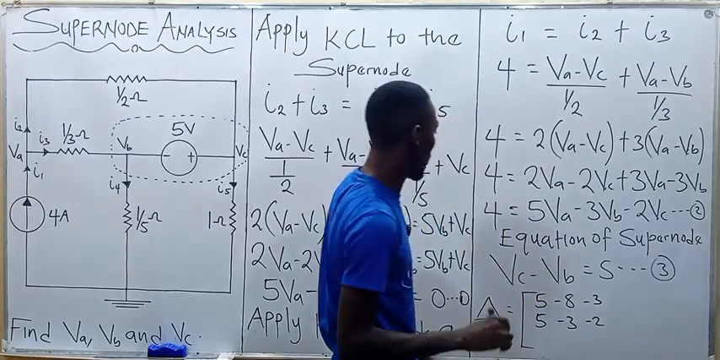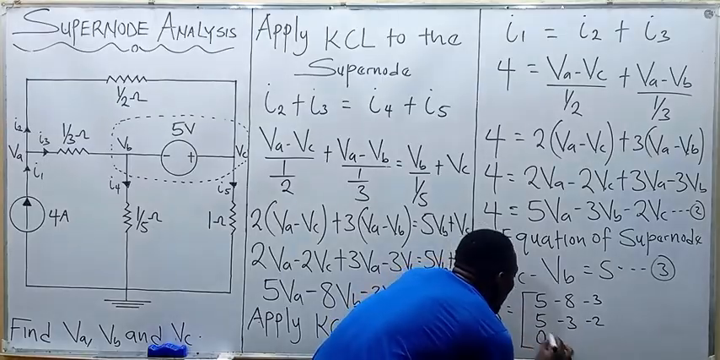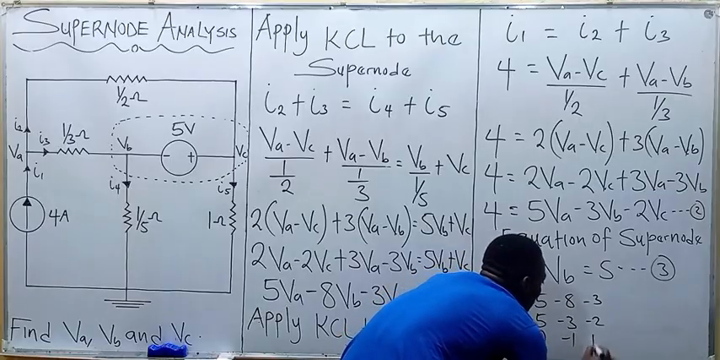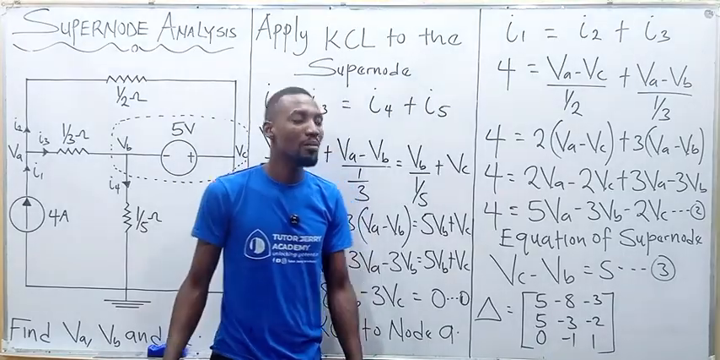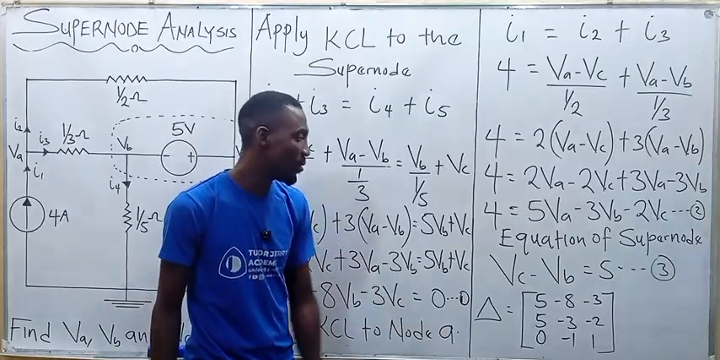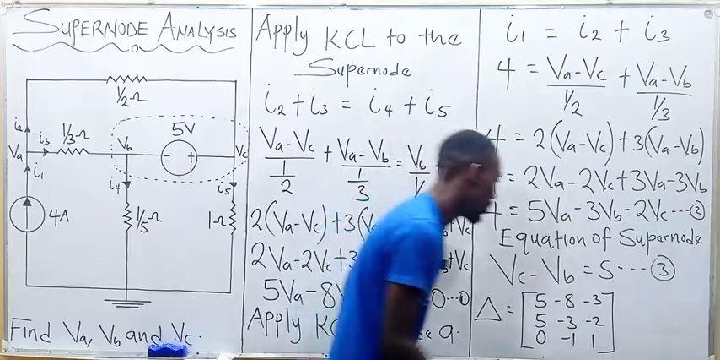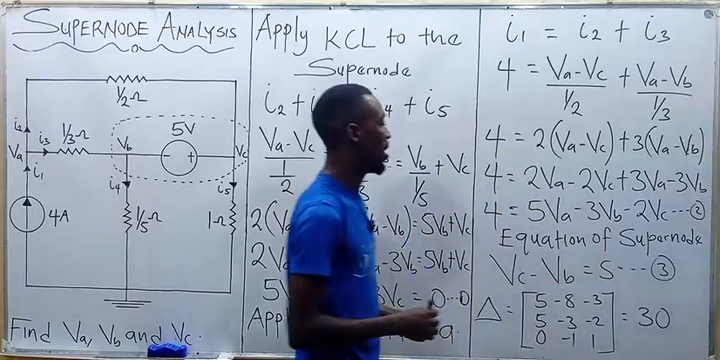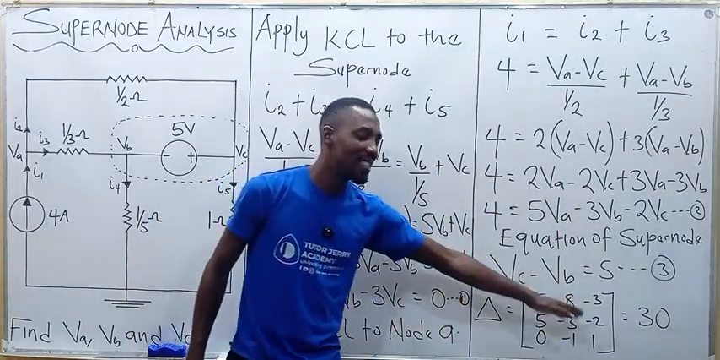And in equation 3, we don't have VA here, so it's going to be 0. So VA is going to be 0, VB is going to be minus 1, VC is going to be 1. All right. So by the time you resolve this and find the determinant of the change, you are going to get 30. So this will be equal to 30.